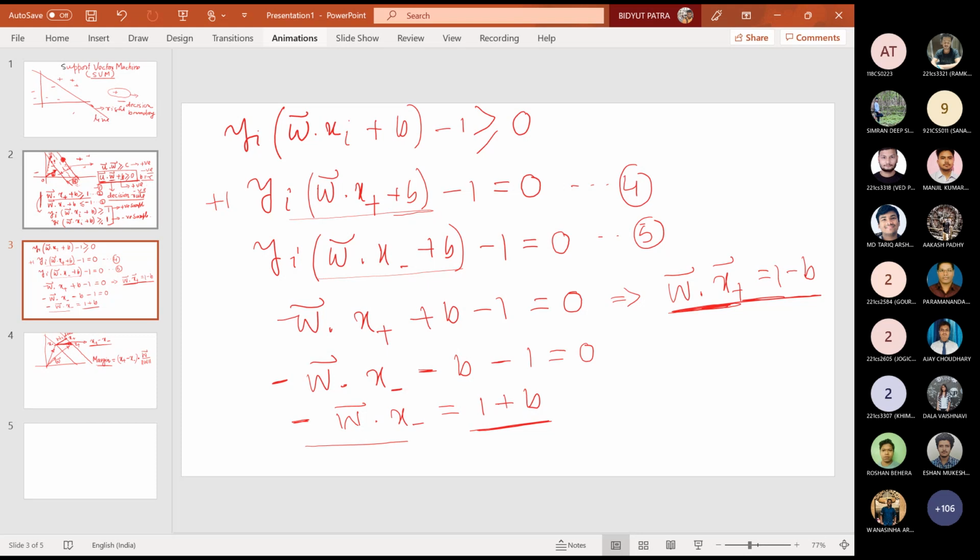Excuse me, sir. Yes. Sir, the previous equation which you explained, the second last and the last lines here, can you please explain it once again? How did we get minus b here? Which one? So that minus w into x minus sample, minus b.